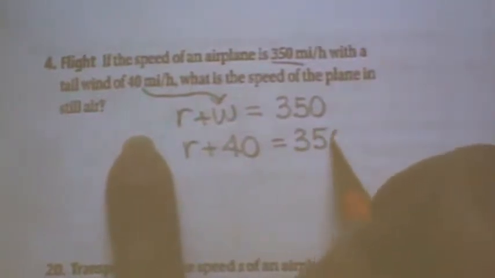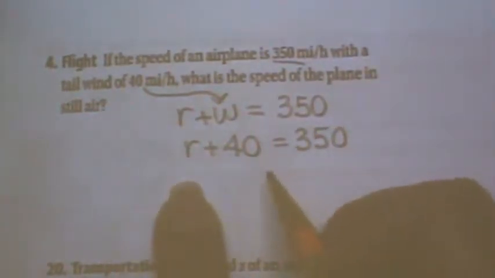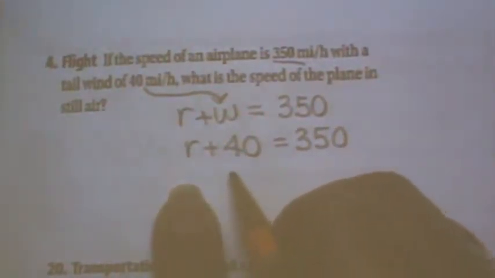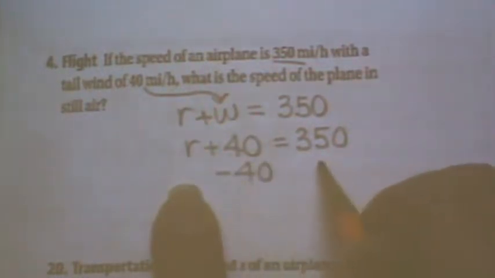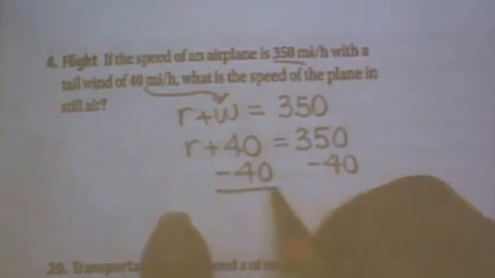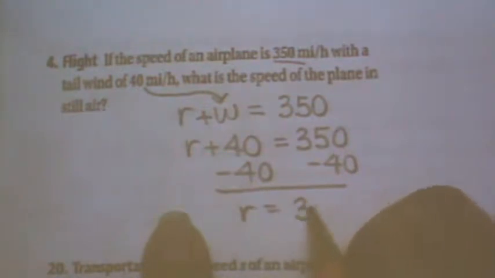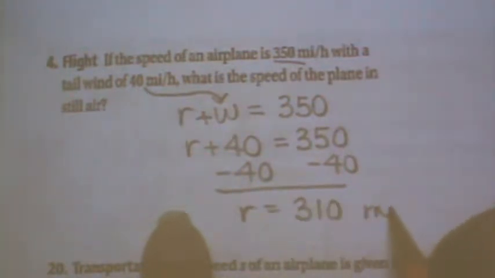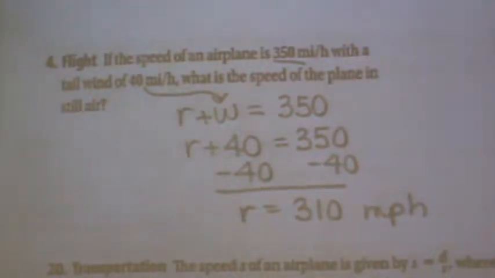So the R represents the speed of the plane. What would be the speed of the plane? $310. Questions?